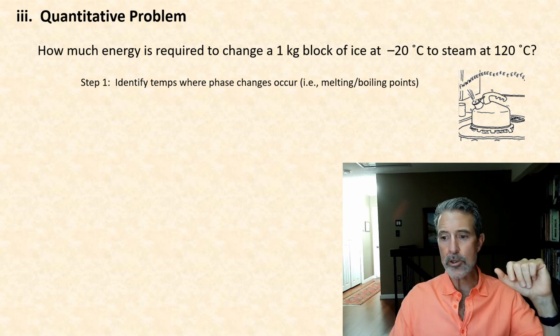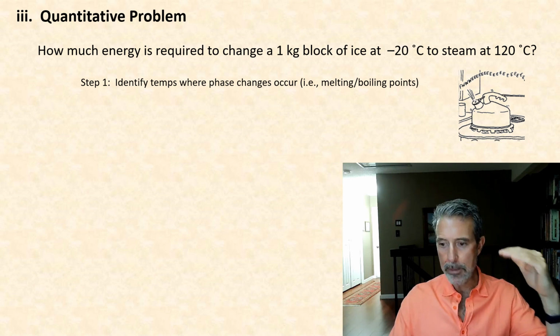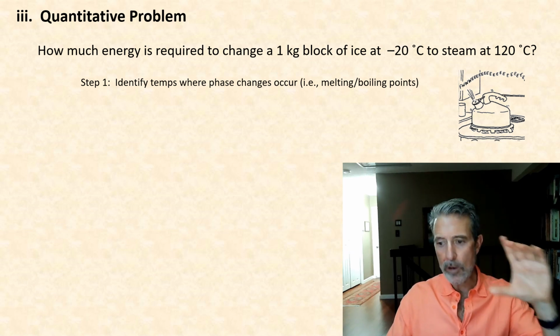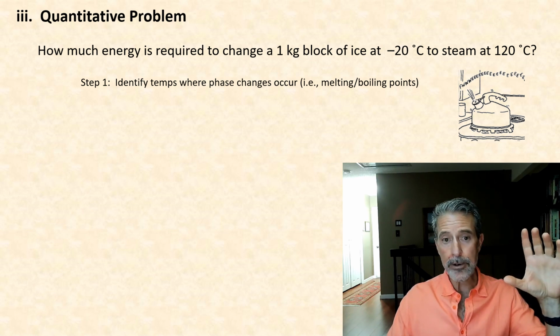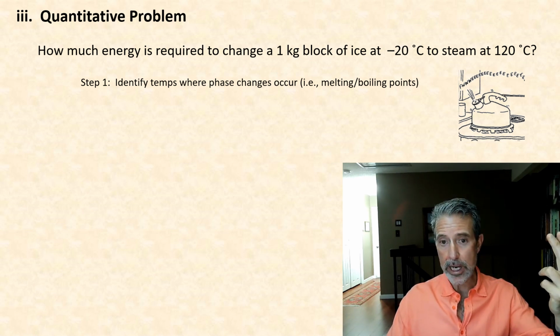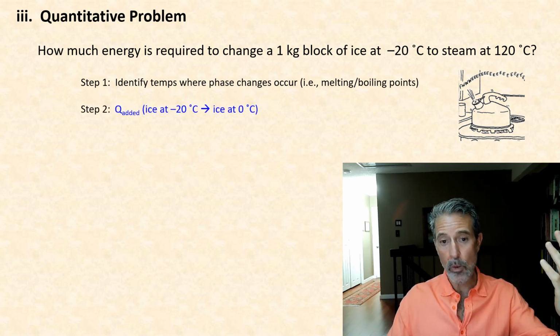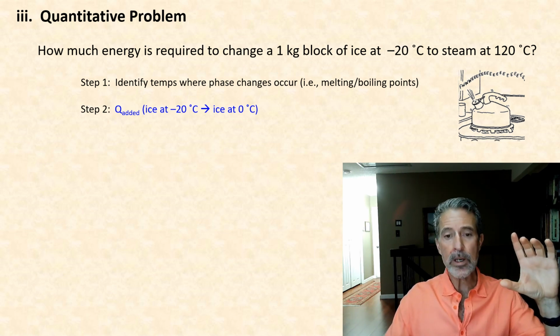But if this were a substance you were less familiar with, you would look that substance up in a table, find out what the melting point temperature and the boiling point temperature are, and that will inform you what phase changes will take place in your problem. So in this problem we've got two phase changes, and we're going to start the problem by saying we're starting with ice in a solid form at negative 20 degrees Celsius.